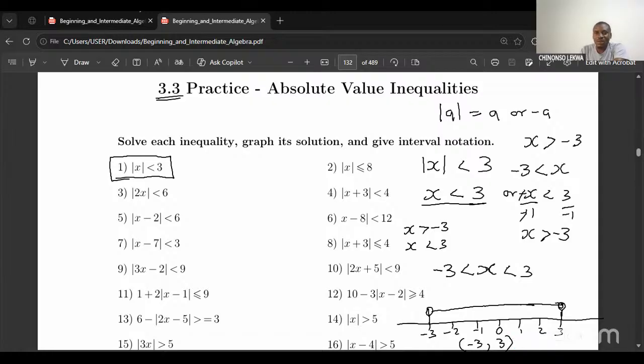Now, what would have happened if we had absolute value of x greater than 3 is probably what I was trying to explain would have held.